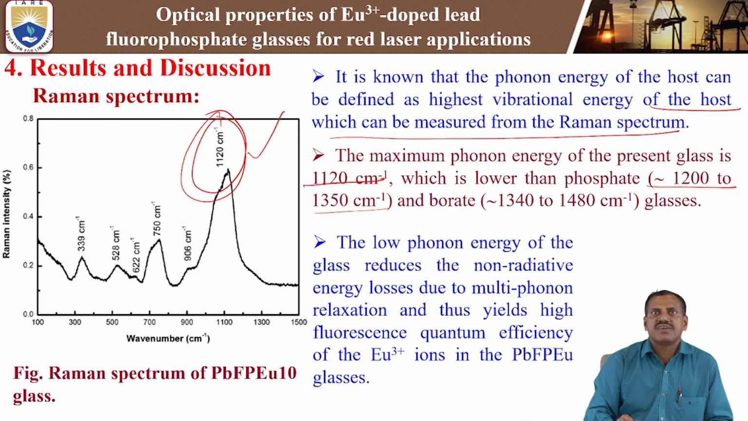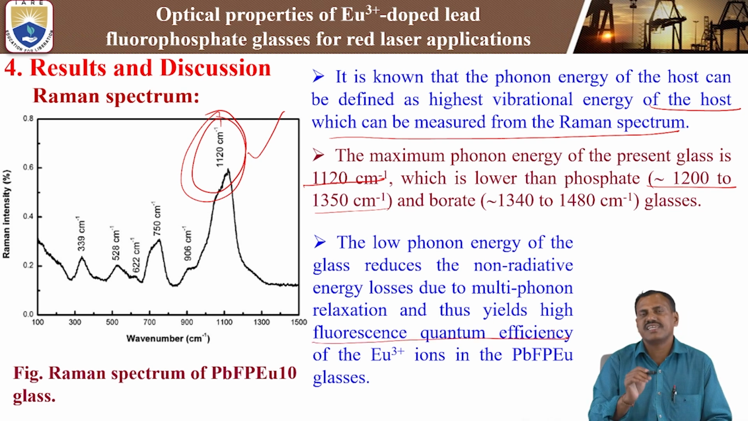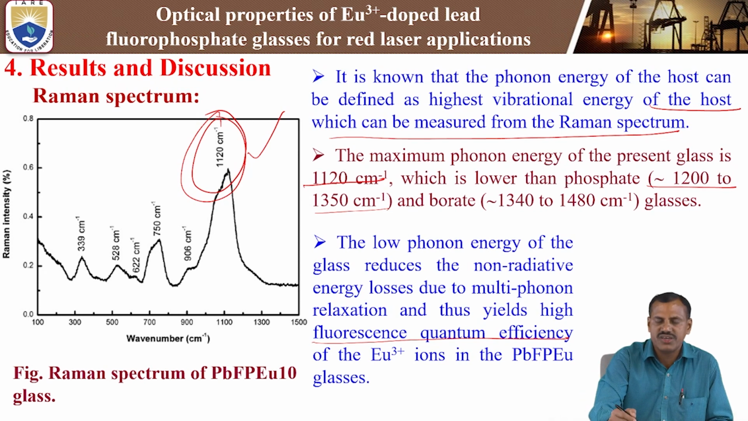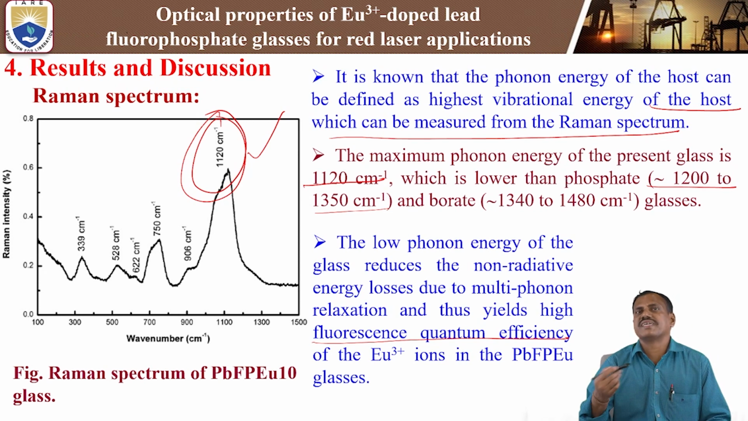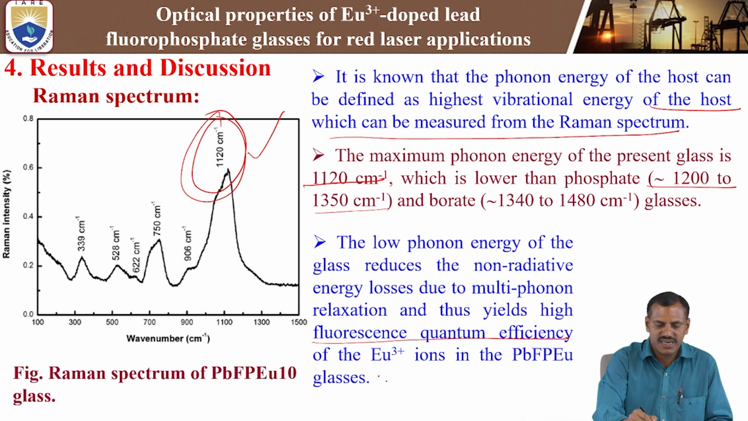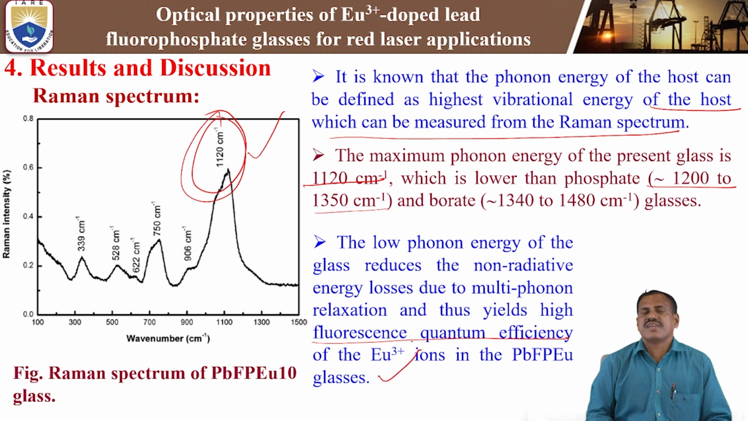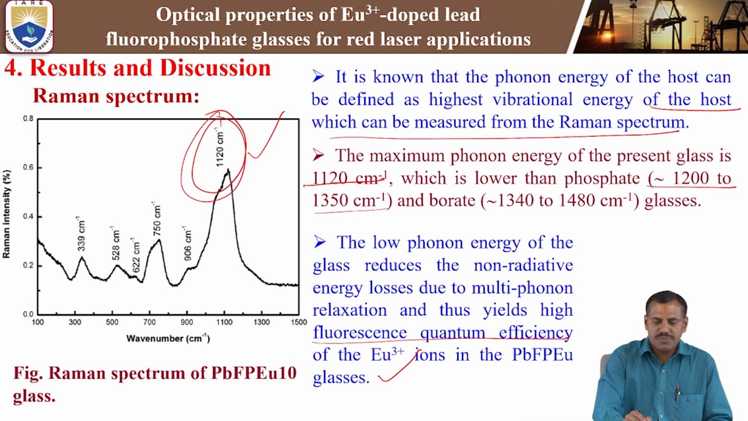The low phonon energy of the glass reduces the non-radiative energy loss due to multiphonon relaxation and thus yields high fluorescence quantum efficiency. That is why, whenever the phonon energy decreases, the fluorescence quantum efficiency automatically increases. So in the present glass, the phonon energy we observed is at 1120 centimeter inverse. This is the europium triple-doped lead fluorophosphate glass.